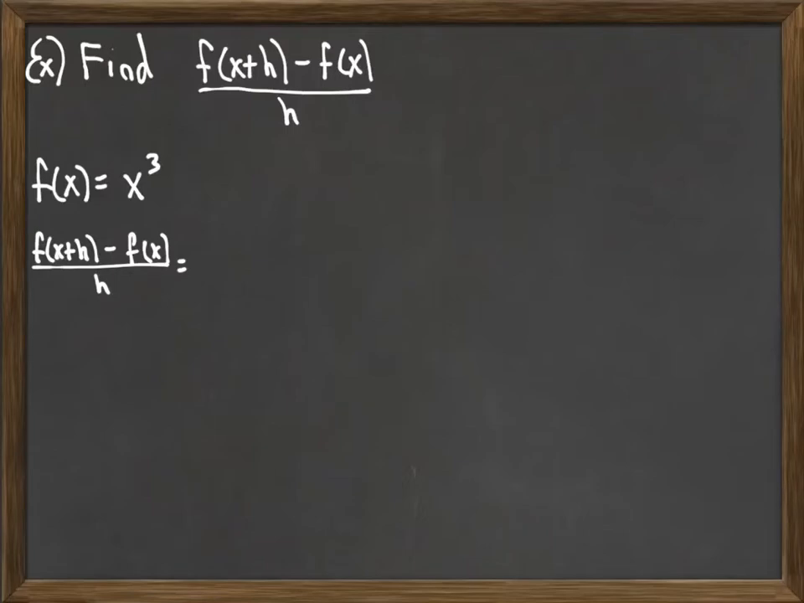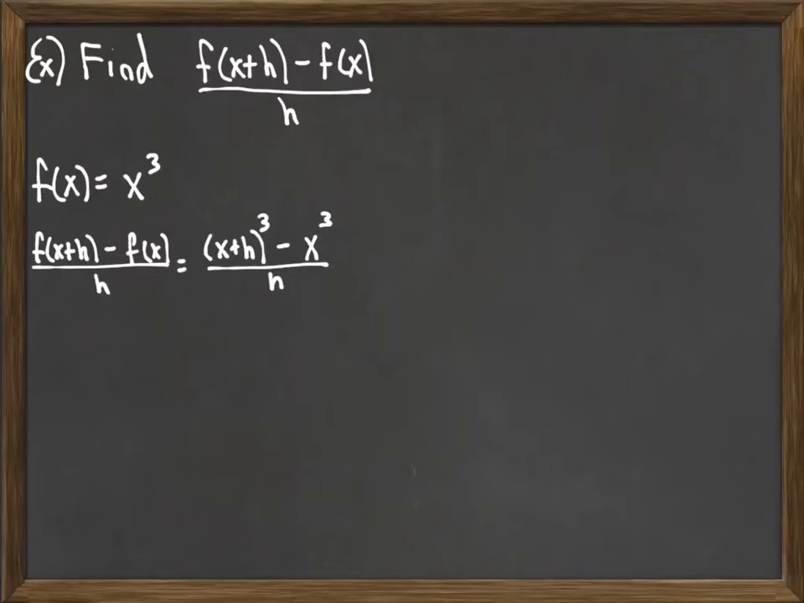And then we need to evaluate what f of x plus h is. Well, that means we want to go into the f function and replace the x variable with what's on the inside, which in this case is x plus h. So that'll be x plus h to the third, minus f of x, which is x to the third, and then that's all over h.